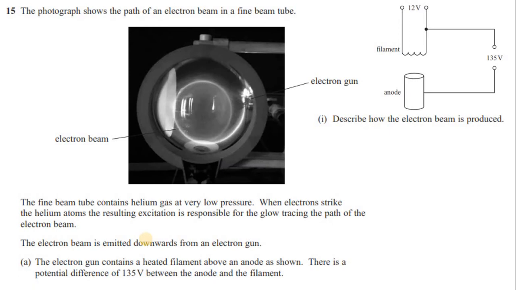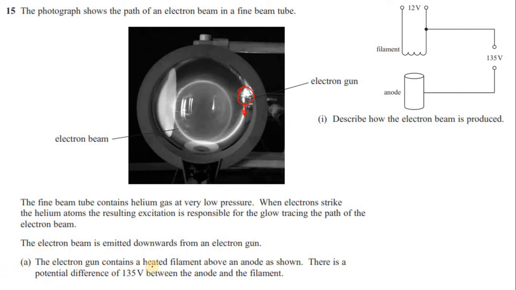Question number 15. The photograph shows the path of an electron beam in a fine beam tube. So this is a beam tube here, and the fine beam tube contains helium gas at a very low pressure. When electrons strike the helium atoms, the resulting excitation is responsible for the glow tracing the path of the electron beam. The electron beam is emitted downwards from an electron gun. So this is the electron gun here. An electron beam is fired downward here, something like that.